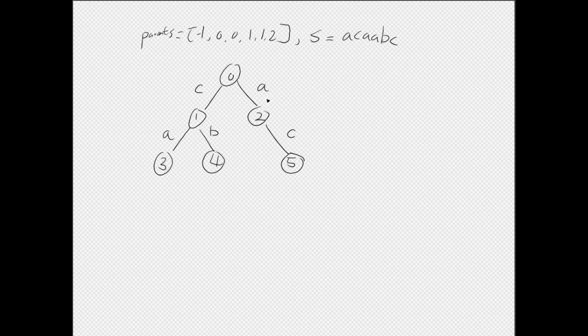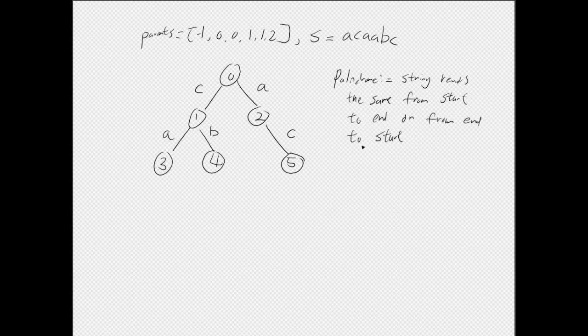How do you come up with the idea of using bit masking? If you look at this and think about what a palindrome is, a palindrome means a string that reads the same from start to end or from end to start. That's the definition of a palindrome. I can give you some examples. ABA is a palindrome. AABBAA is a palindrome. BBCCBB is also a palindrome.